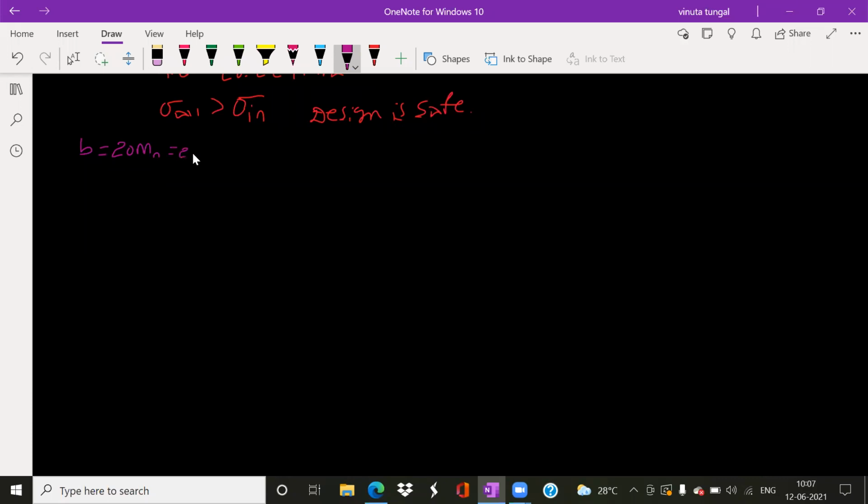This 20 into mn is nothing but m cos beta. This is also there in the data book. Substitute the values: 20 into what is the value of m? Module is 5, into cos of the helix angle which is given, 17.5. From this, tell me the value of B. Do the calculation.